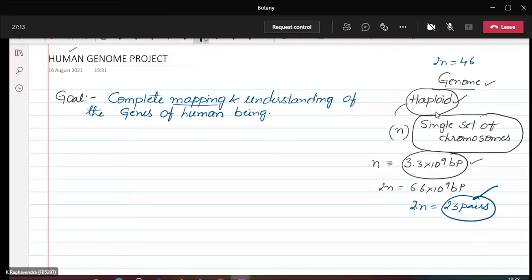Now this Human Genome Project is a mega project. Why are we calling it a mega project? Because it is a 13-year project, and it was launched in the year 1990.